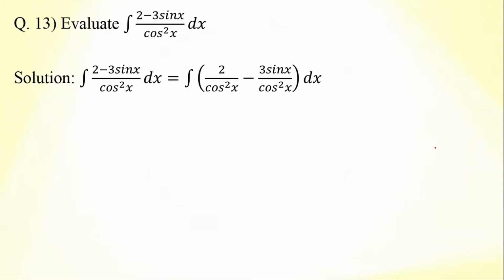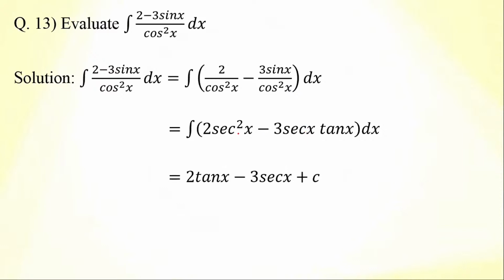2 minus 3 sin x divided by cos square x. You can split the numerator like this. And then you use your basic trigonometric ratio that 1 upon cos square x is sec square x. Sin x upon cos square x can be rewritten as sec x into tan x. And integral sec square x is tan x. Integral sec x tan x is sec x. Of course, constants 2 and 3 will take their places, plus constant of integration.